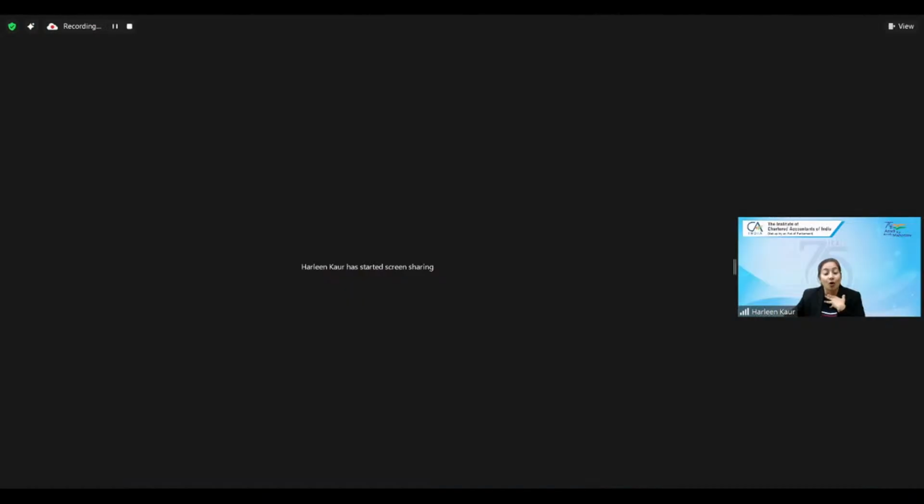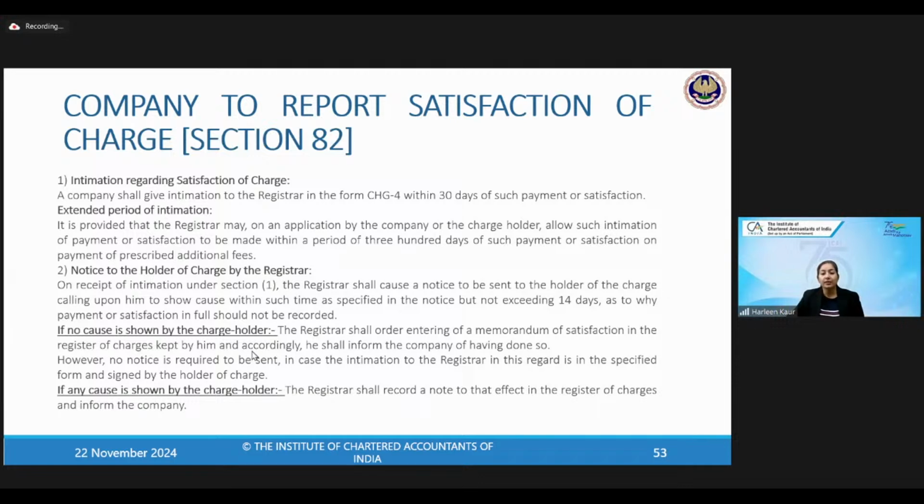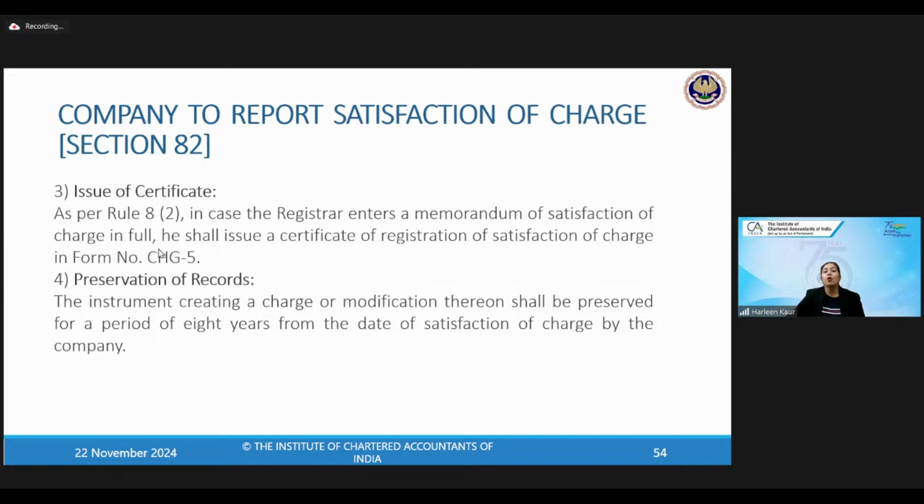Absolutely correct answers given by all of you children. All right. Everyone understood? If no cause is shown by the charge holder, then the registration will be done. If cause is shown, then he will not register. In what form is the ROC going to issue you the certificate of satisfaction? In form number CHG 5. So you file CHG 4, they send you CHG 5.